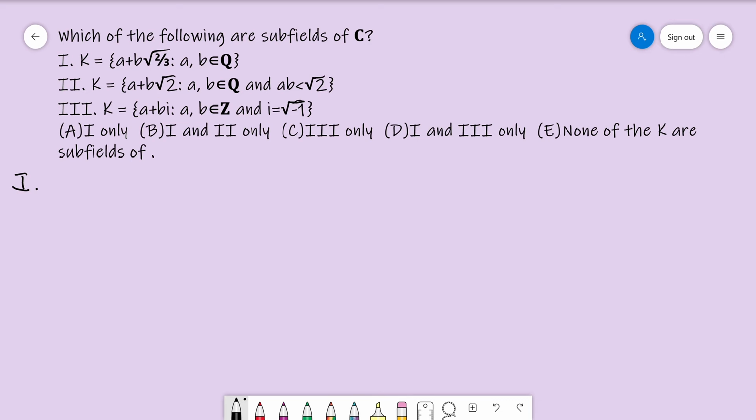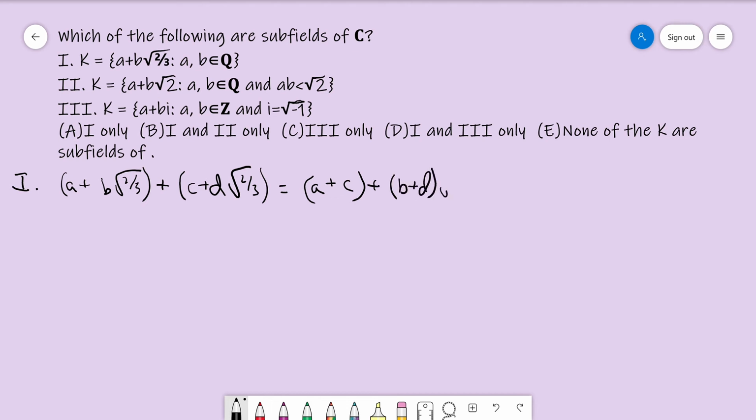numbers. So if we want to check if it's closed under addition, we can take two elements of this set, a plus b root 2/3 plus c plus d root 2/3, where a, b, c, and d are all rational numbers. And we get a plus c plus b plus d all times root 2/3. Well, a plus c is going to be a rational number because it's a sum of rational numbers. Same with b plus d. So this whole thing is going to be in our set. So we're closed under addition.